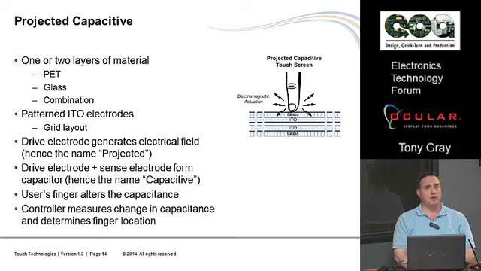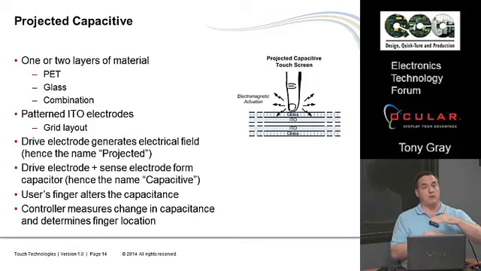A Pcap typically consists of 2 layers, and when I say layers, they don't necessarily have to be different physical layers. I really should say probably 2 different electrodes. Those electrodes are made up of some kind of conductive material like ITO, and they can either be on glass or they can be on PET, or you could have a combination.